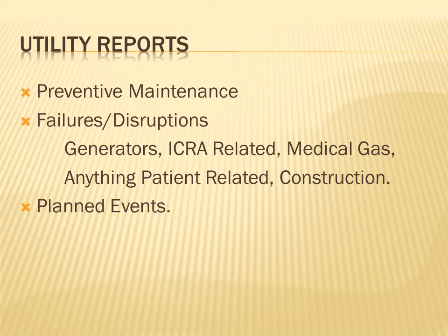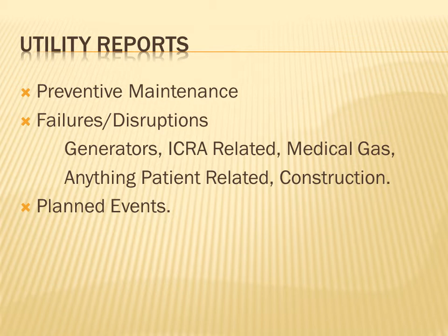So we talk about utility reports. And what do we do with utility reports? Well, obviously preventive maintenance is information we would present in our utility reports. We would talk about failure and disruptions. For example, our generators, ICRA related, failure disruptions, medical gas, anything patient related, construction.